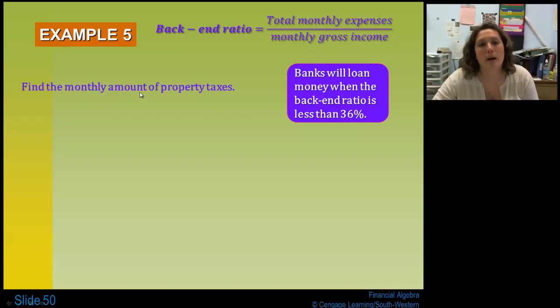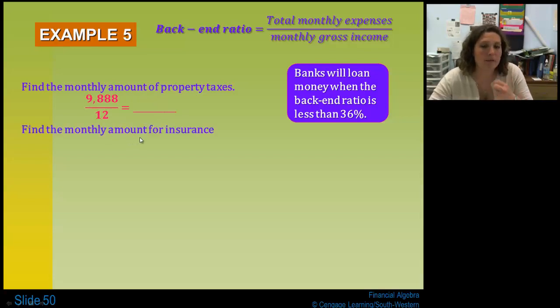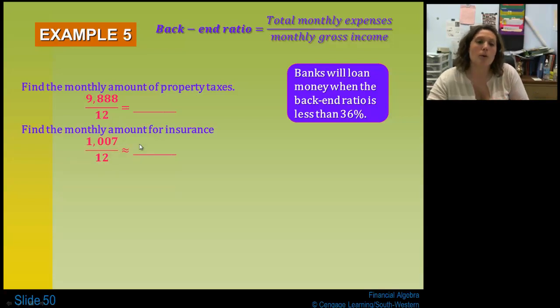So find the monthly amount of the property taxes. So $988.88 divided by 12. And then you're going to do the monthly amount for insurance. So $1,007 divided by 12.